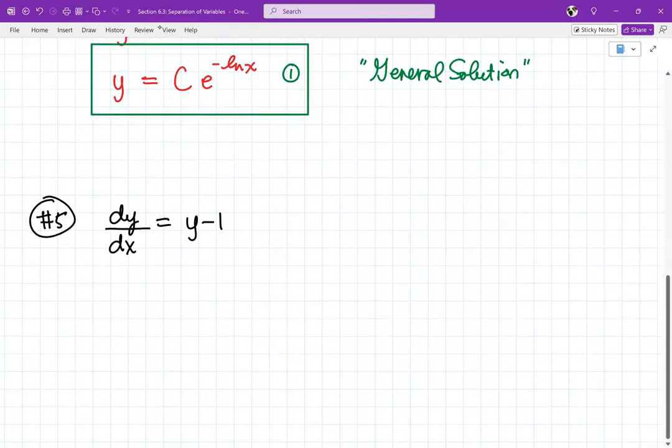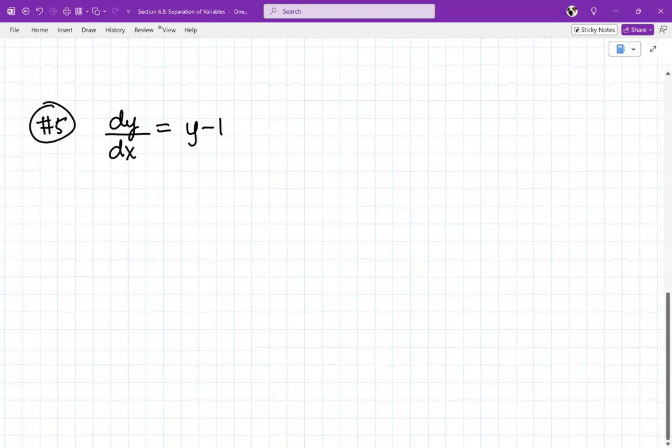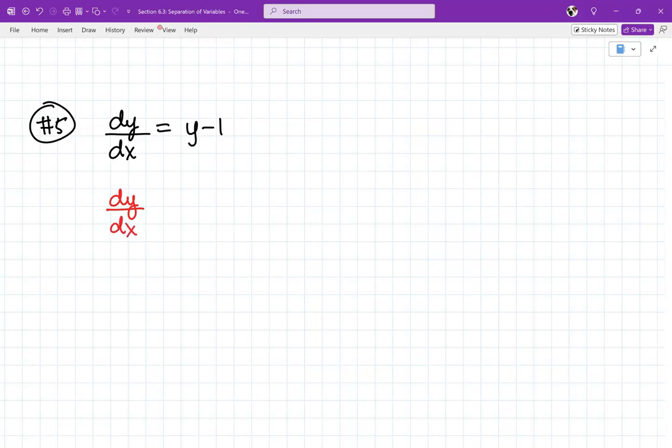All right, so separation of variables. Let's go ahead and do this. dy dx. I'm sorry. What am I doing? I'm going to rewrite it. dy equals (y minus 1) dx. Notice I put in a parenthesis because it belongs together. Now, I need to get my y's on one side, my x's on the other. So I'm going to divide both sides by y minus 1. So it's going to look like this.